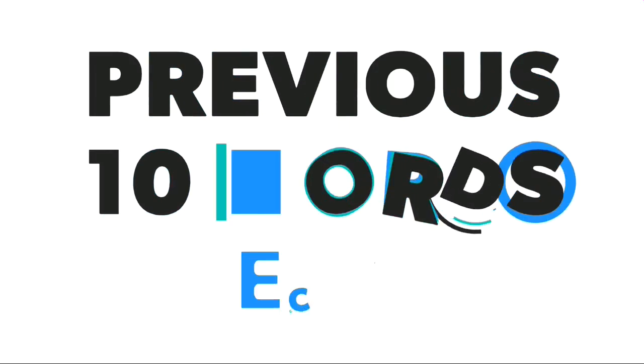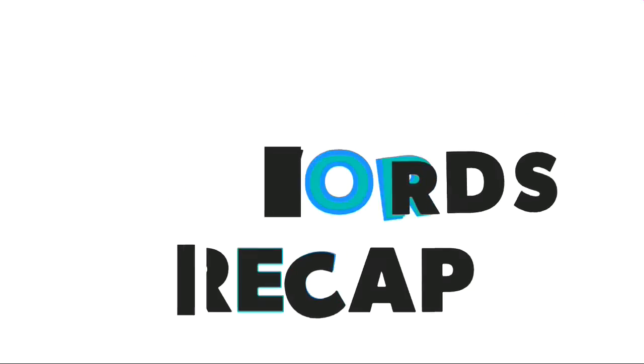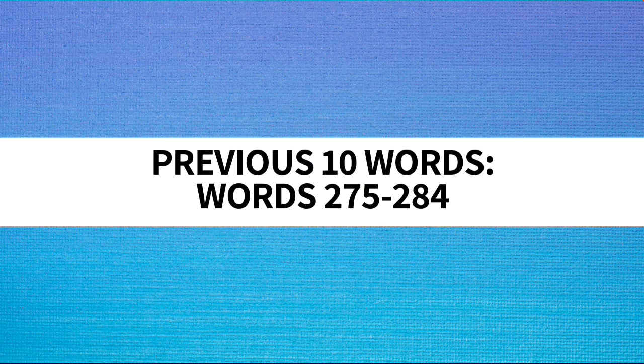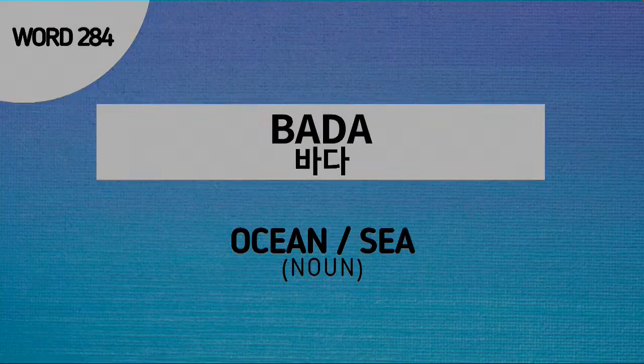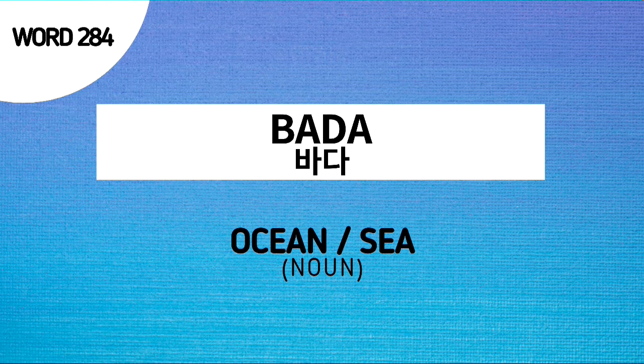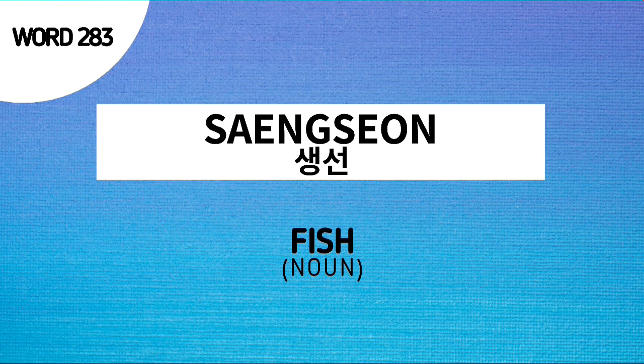Now, let's proceed to our previous 10 words recap. As of now, our previous 10 words are words number 275 to 284. Don't forget our word for today, word number 285, GASU, which means singer. The first word for our review is word number 284, which is bada, which means ocean or sea. Word number 283 is sangson, which means fish. To be specific, it pertains to fish as a dish.